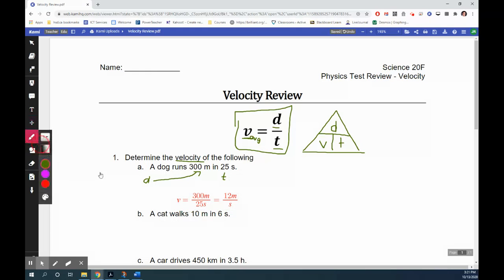And so for this one, we've got our distance of 10 meters. A cat walks 10 meters in a time of 6 seconds. So once again, we want the velocity, and velocity equals distance over time. And so what we're going to get is velocity equals 10 meters divided by 6 seconds. And that gives us 10 over 6 is 1.66. Actually the second 6 rounds to a 7, and so 1.67 meters per second, right? Why is it meters per second? Because those are the units that we used.